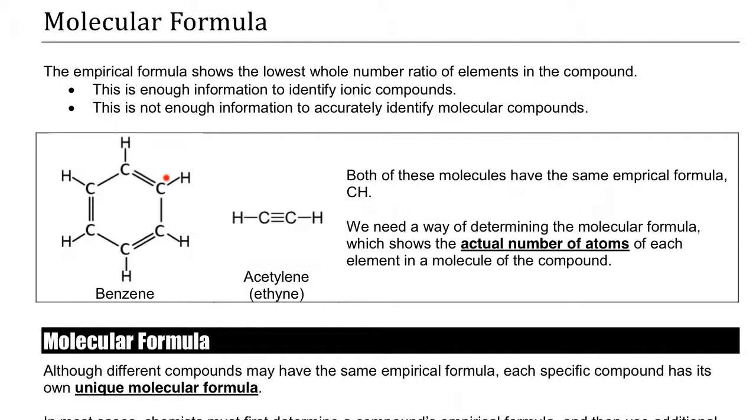So for example, here I have two compounds. One is benzene, one is acetylene. They have the same empirical formula, CH, because for every one carbon, there's one hydrogen. So if we are working in a lab trying to identify compounds, we need another way to get the actual molecular formula for the compound we're analyzing. Because we need to know, is the substance benzene or is it acetylene? There's a big difference. So this is what we're going to talk about today.